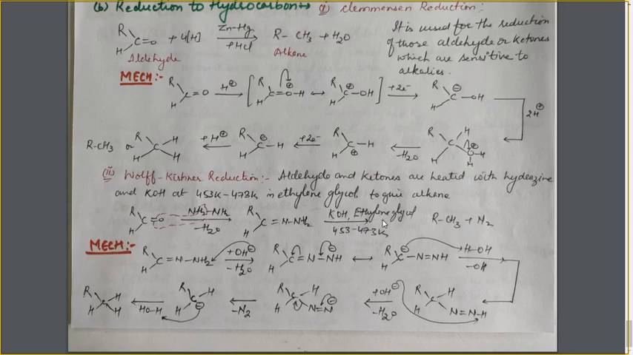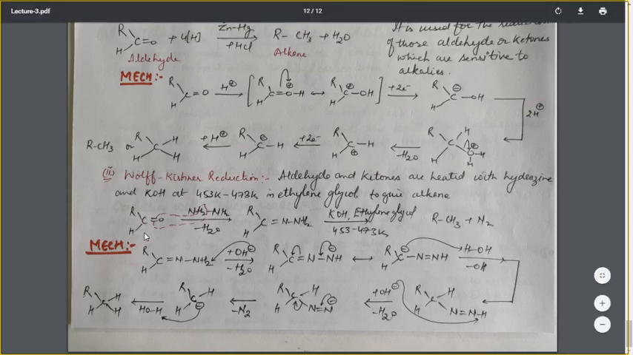This ethylene glycol is a 1,2-diol. We have discussed it in the topic reaction with alcohols, formation of cyclic ketones, 1,2-diol, ethylene glycol. So ethylene glycol here is acting as the medium. On heating with this KOH, this N2 will be lost, and hydrogen will go to this carbon atom, and you will get the alkane molecule. In this way, you can easily remember this reaction.